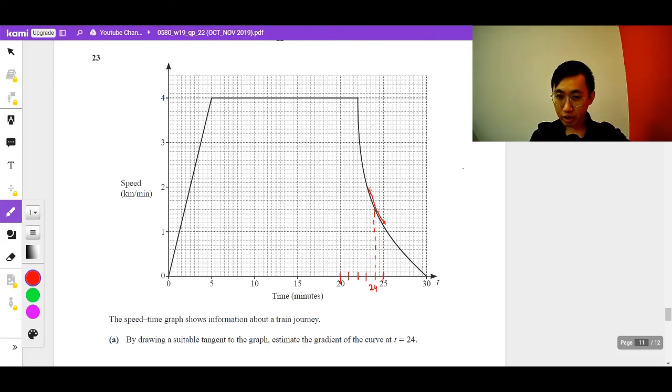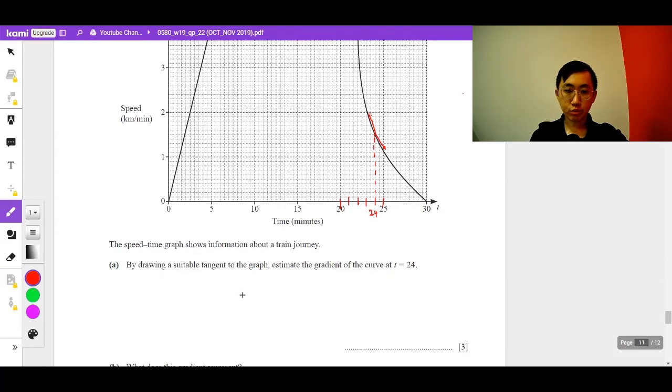So I tried my best to draw and it touches at t equals 24, okay? So you cannot touch any more part of the curve. Alright, that's the rule about tangent. After that, you need to do your gradient, right? It's a 3 marks question with some spaces over here, which means you need to show working, okay? So take 2 good coordinates from your tangent. Everyone's answer will be different in this case.